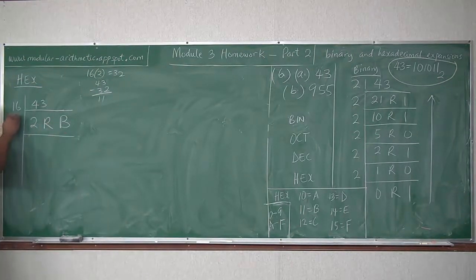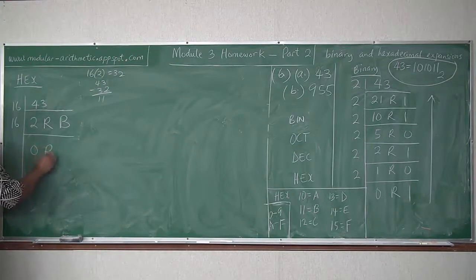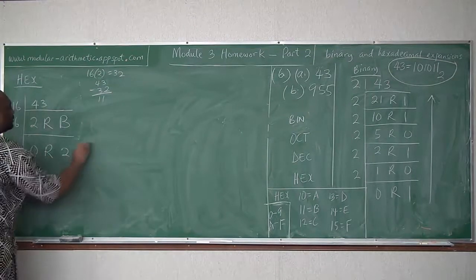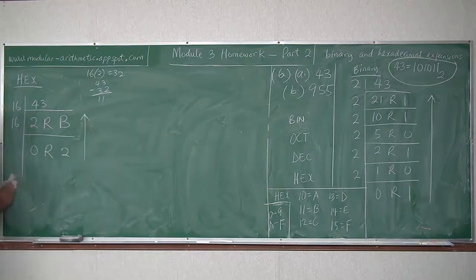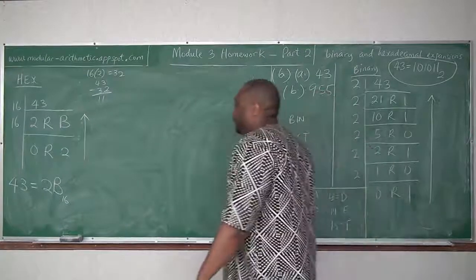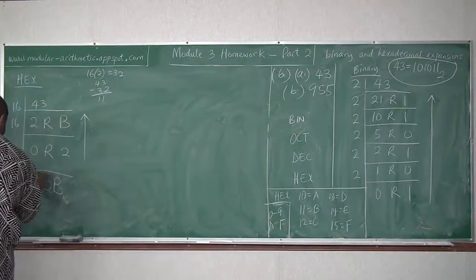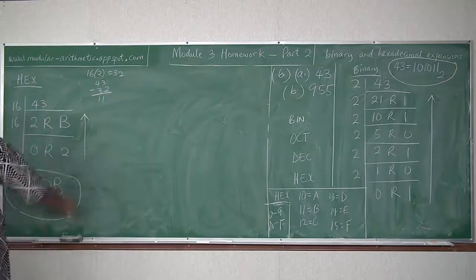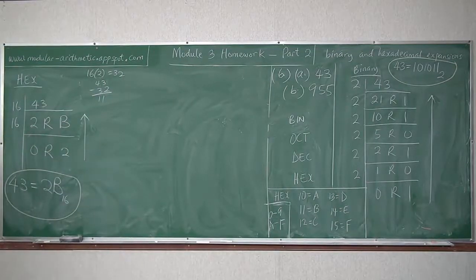And then you now do 16 divided 2. This will now be 0 remainder 2. Because that will give you 2 over 16. And then you count upwards. So 43 is equal to 2B base 16. And this is your answer here. Okay? That's it.